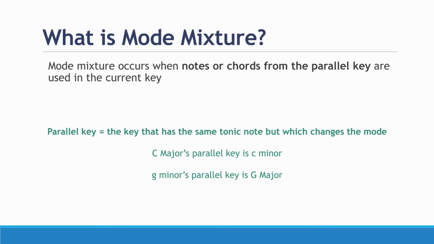Let's get started. First, what is mode mixture? Mode mixture occurs when notes or chords from the parallel key are used in the current key. If you're not familiar with the term parallel key, it's referring to the key that has the same tonic note, but which changes the mode. So for example, if I started in C major, the parallel key would be C minor. If I was in G minor, the parallel key would be G major. So parallel keeps the same tonic, but switches major to minor and vice versa.